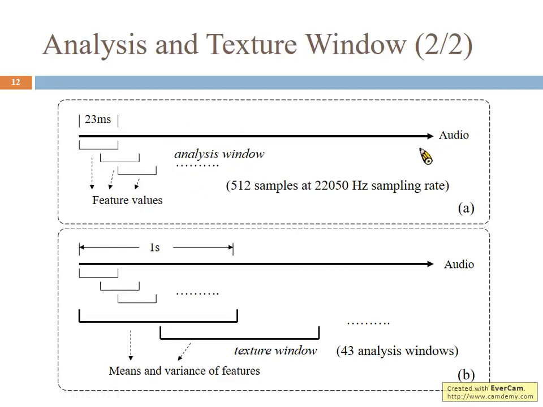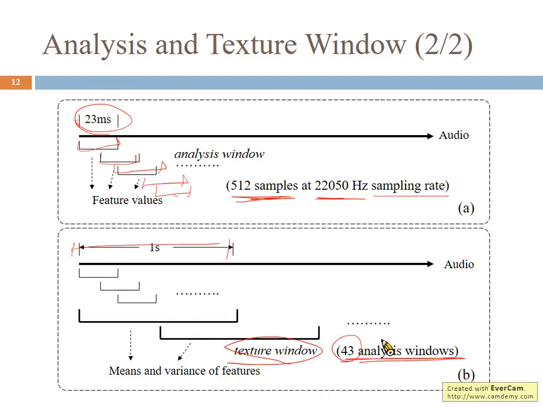So given an audio, we may take like 23 milliseconds, okay, and overlap this analysis window. Actually, the 23 milliseconds corresponds to 512 samples at the 22K sampling rate. Okay, and if we set the length of the texture window as 1 second, this texture window will consist of 43 analysis windows. Therefore, to extract the clip level feature from this texture window, we have to find the mean and the variance of the audio features extracted from these 43 analysis windows.